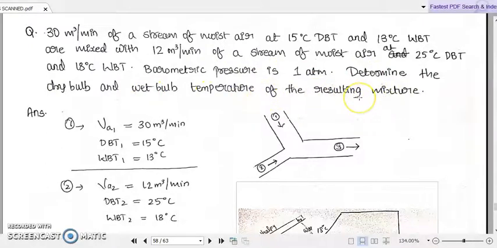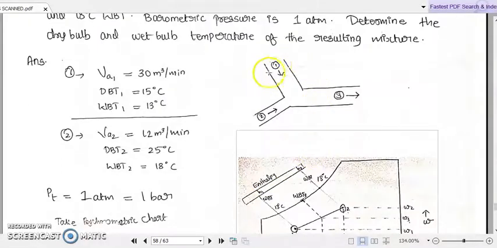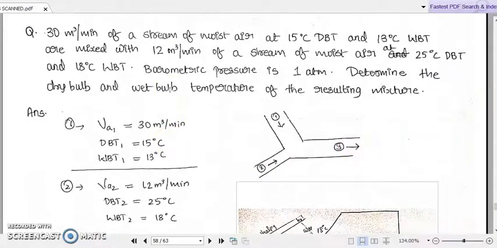So this is our question. For representation purposes, we can diagrammatically mark a stream 1 and a stream 2 like this, getting mixed together to form a third stream. Okay, so what all data are given in this question?